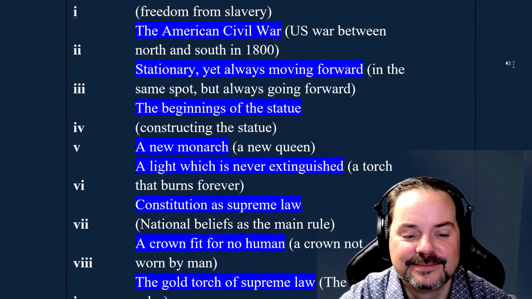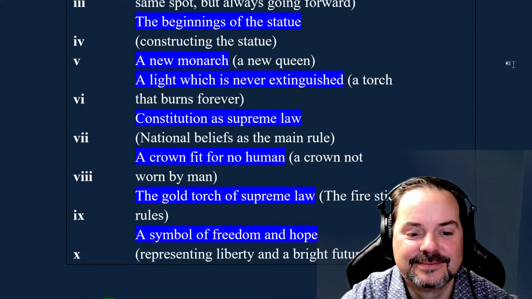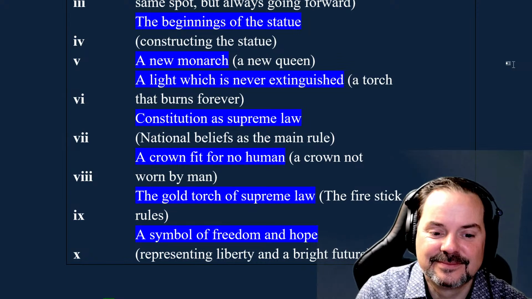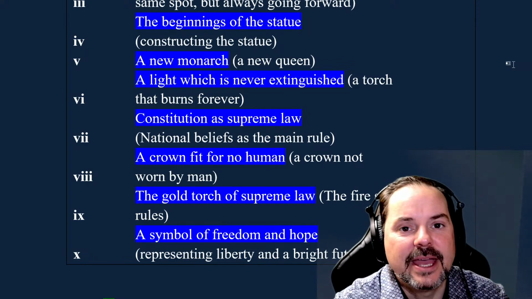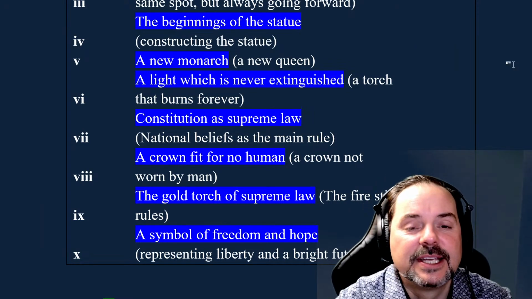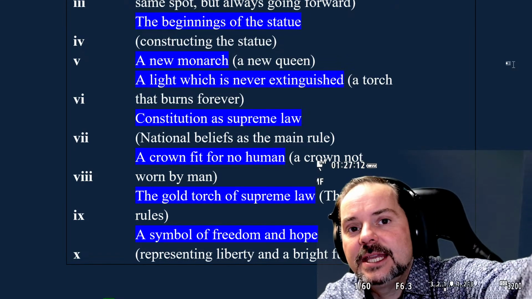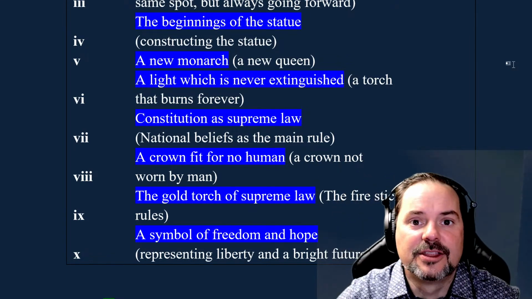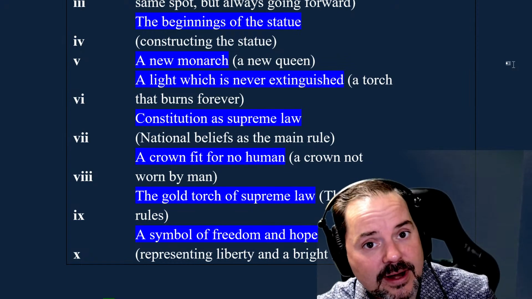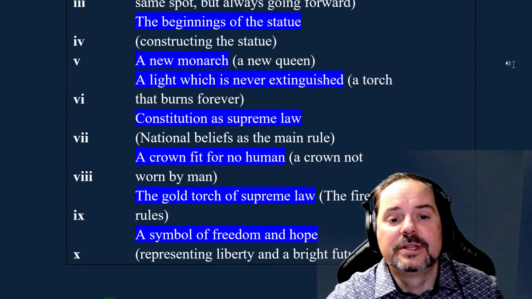Actually, I don't know which number it is, but is the idea a crown fit not for a human? Yeah, which is basically the main concept of the symbolisms together. That's what that conclusion says, right? There are a lot of symbolisms, but the main idea of the symbolisms put together is that the crown is not fit for a human, it's only fit for freedom.